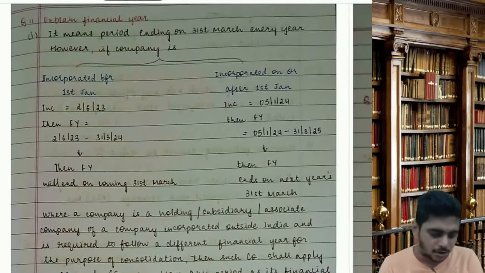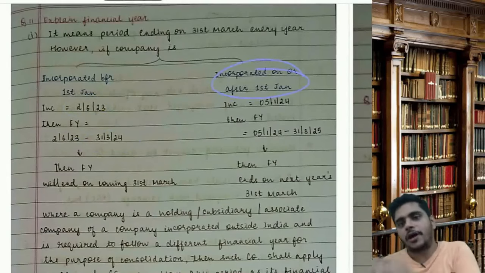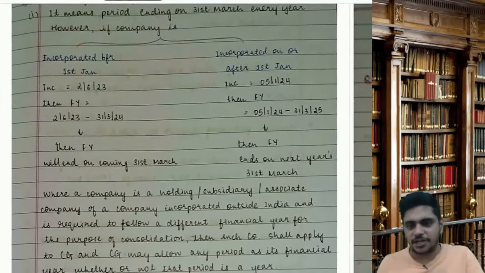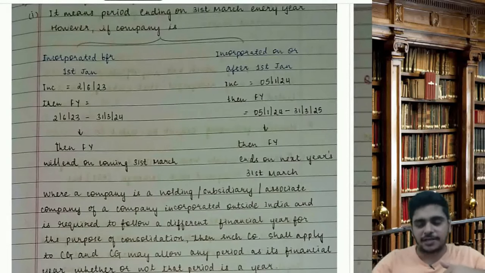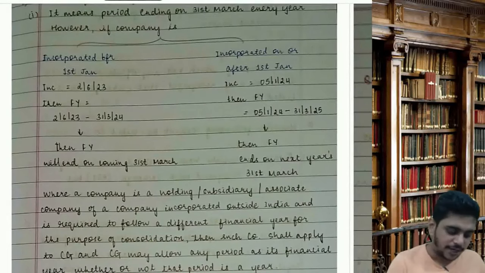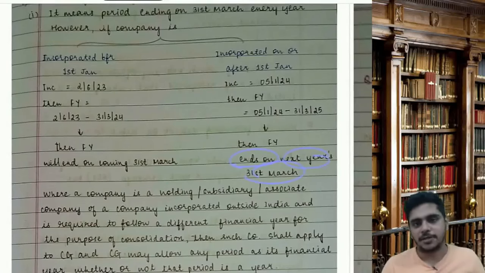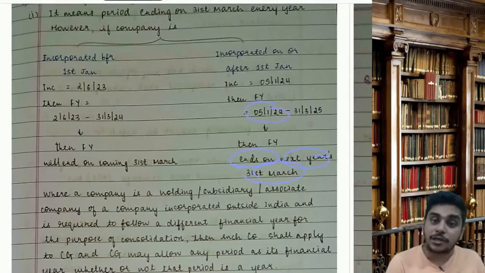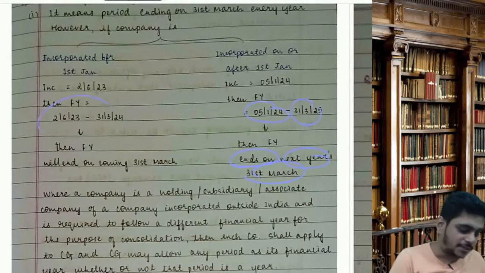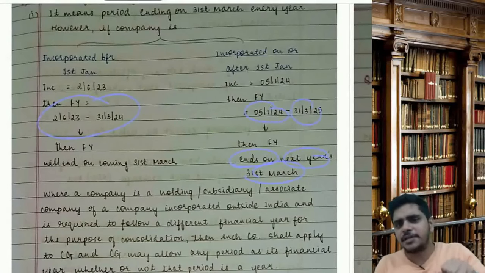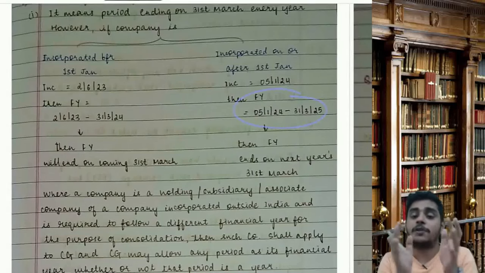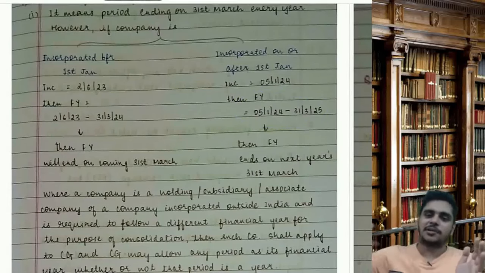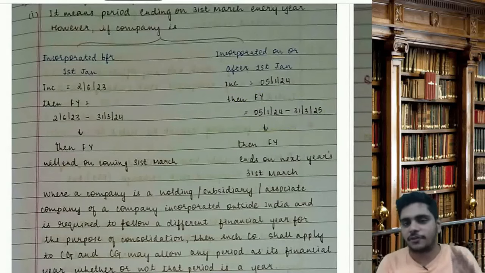Sir, if the company is incorporated on or after 1st Jan, like on 5th January 24, then the financial year would not end on the coming 31st March. It would end on the next year's 31st March, that means from 5th Jan 24 to 31st March 25. Here this is around 9 months financial year; here it will be around 15 months financial year. So this is a problem only for the first financial year. From the second year, we'll have April to March. Only for the first year you have to see this.